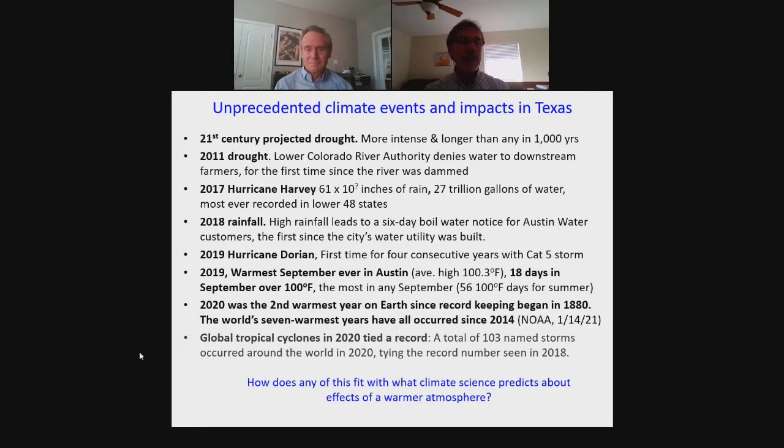You can't point to any one of these things and say, aha, this is due solely to global warming. However, you can look at this all and say collectively, these are all fully consistent with what climate science predicts will be a consequence of global warming.